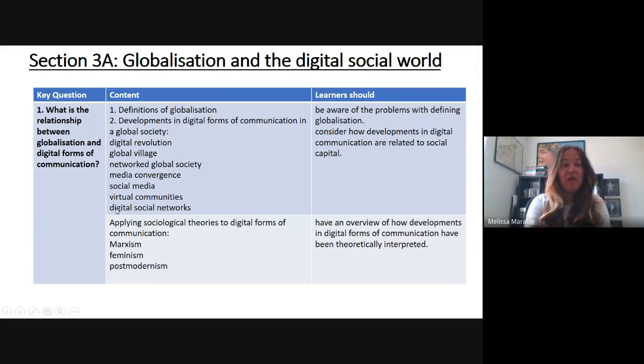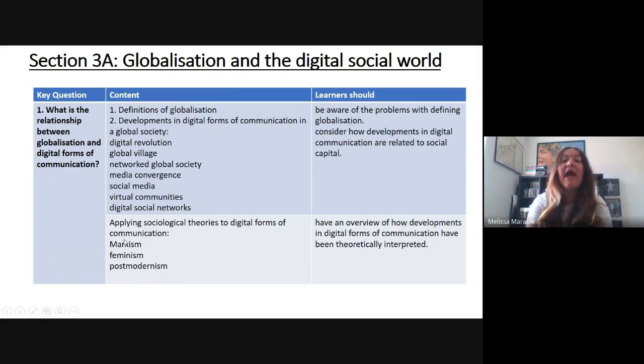So here is the first key question here. I've got my little arrow here so you can see it. Number 1, what is the relationship between globalisation and digital forms of communication? So we're really looking at technology here. So we're looking at the digital revolution, global village, and network global society, media convergence, social media, virtual communities and digital social networks. Learners should be aware of problems of defining globalisation, which is what we're going to be looking at today, and consider how developments in digital communication are related to social capital.